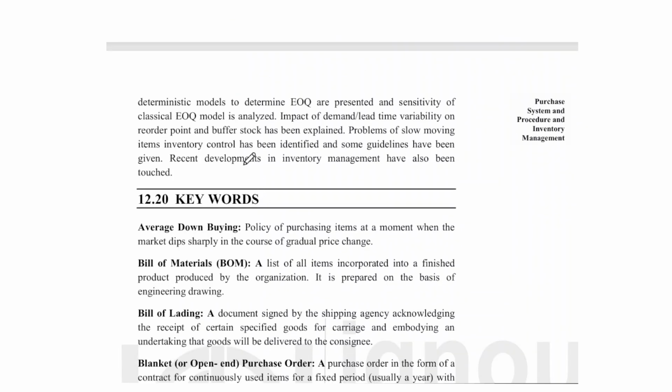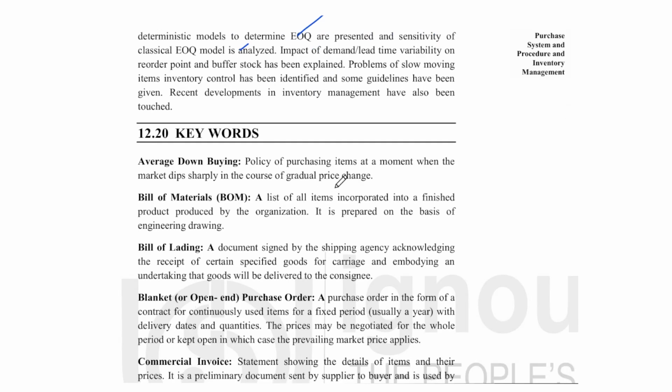Some deterministic models to determine EOQ are presented, and the sensitivity of the classical EOQ model is analyzed. The impact of demand or lead time variability on reorder point and buffer stock has been explained. Problems of slow moving item inventory control have been identified, and some guidelines have been given. Recent developments in inventory management have also been touched upon.